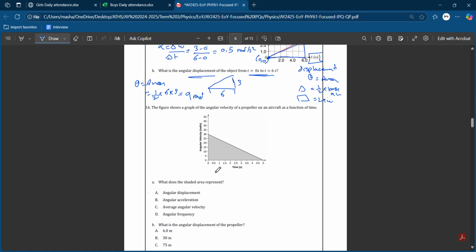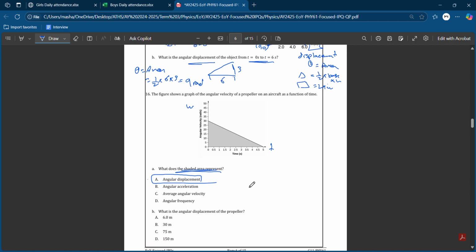For question number 16, the figure below shows the angular velocity with time. So ω with time. What does the shaded area represent? The shaded area represents, as we discussed before, the angular displacement, which is A.